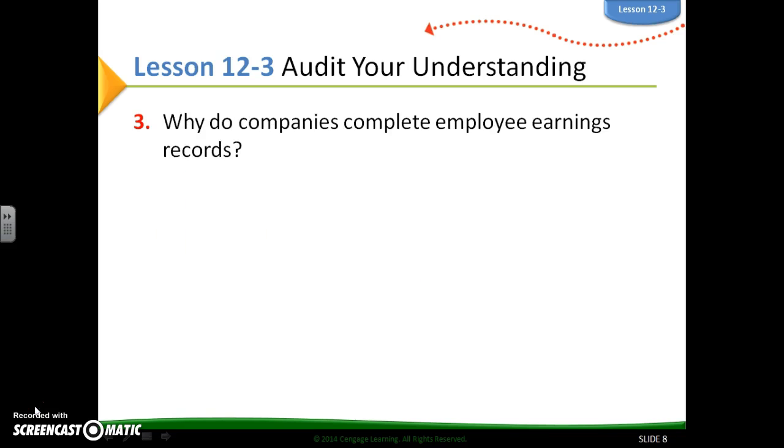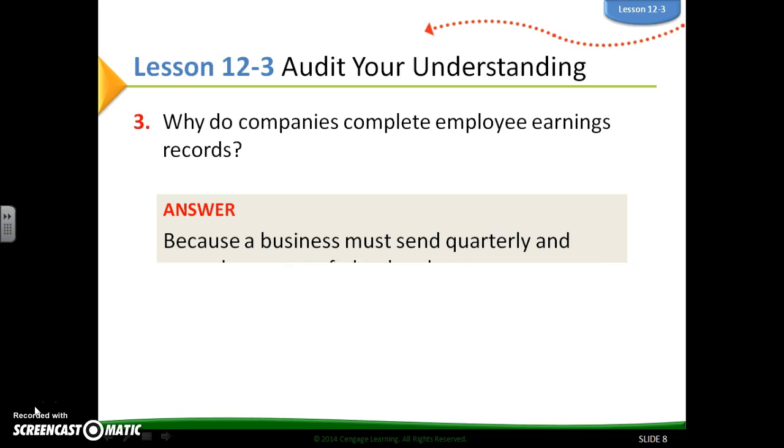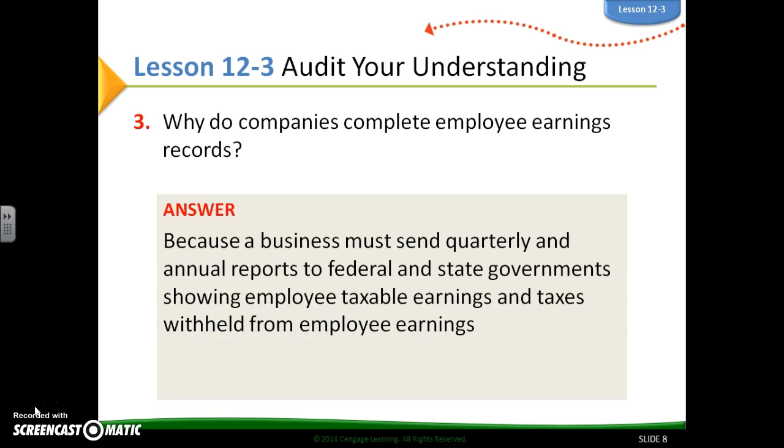Why do companies complete employee earning records? Businesses are required to send quarterly and annual reports to federal and also state governments showing all of the employees' taxable earning and all the taxes that have been withheld from the employee's pay. So because of those IRS requirements and those state requirements for reporting, businesses keep an employee earnings record.